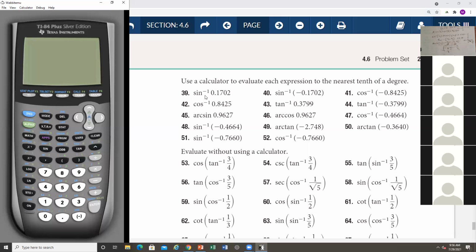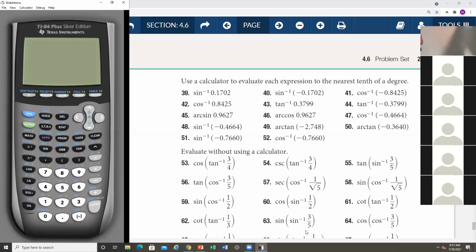Remember, when you take an inverse trig function of a real number, you get back an angle. So the answers to all these problems are going to be angles, because you're taking an inverse trig function of a real number. All right, so let's try number 40. The inverse sine of negative 0.1702 would be what angle theta?